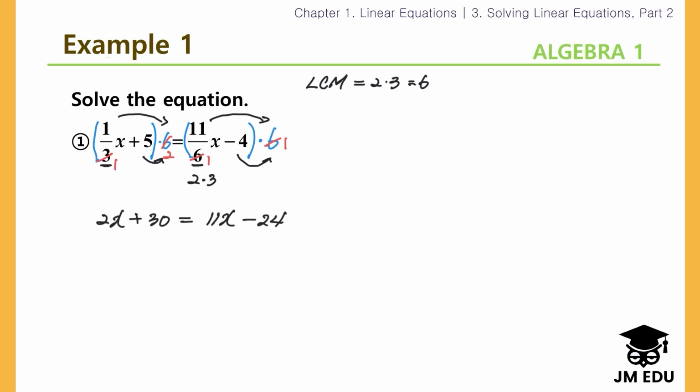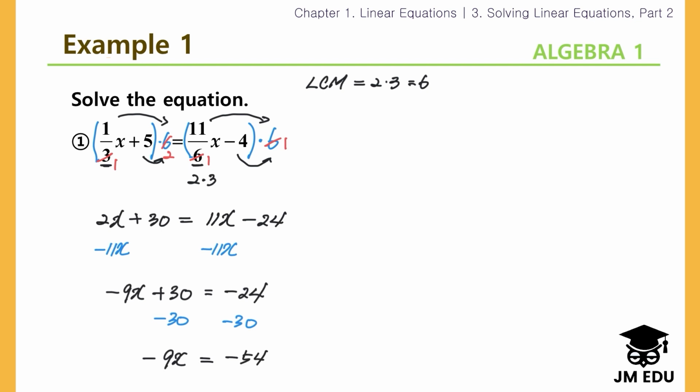right? So let's eliminate 11x on the right hand side. So minus 11x, minus 11x. So 2 minus 11, that's minus 9x, plus 30 is equal to minus 24. Subtract 30 each side. So we have minus 9x is equal to minus 24 minus 30, that's minus 54.